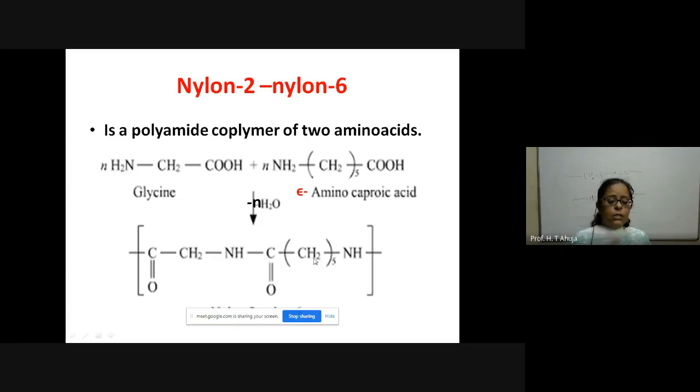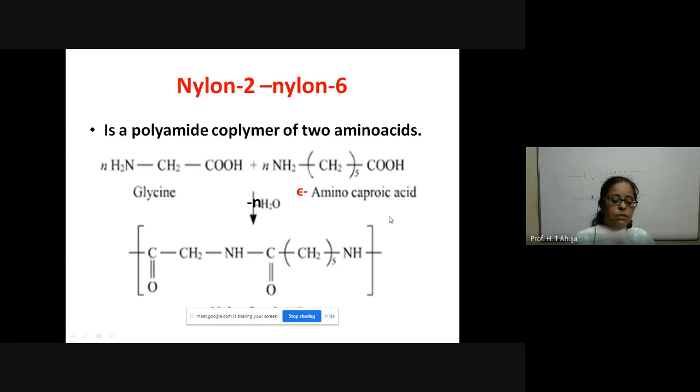Now a question arises again: why is it called nylon 2, nylon 6? I think you should answer this because we have studied nylon 6 and nylon 6,6. If you see the structures nicely, two carbon atoms are present in glycine, so the number 2 is specified. And in the second case, we have 5 and 1, 6 carbon atoms, so the number 6 is specified.